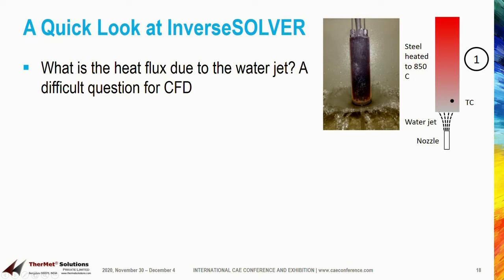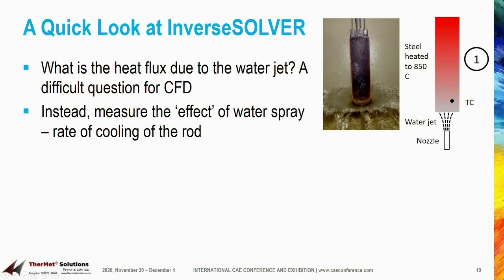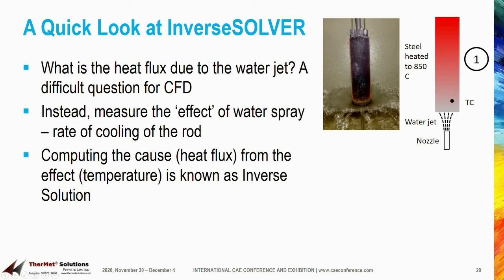We take here an example where a heated steel rod is quenched from one end by a jet of water. It is required to estimate the heat flux. The physics of water spray makes it very complicated for calculation by CFD approach. What we can do, however, is to measure the rate of cooling of the rod by a thermocouple located a few millimeters below the surface. By doing so, we will be measuring the effect of water jet. The process of calculating the cause from the effect is known as inverse solution.